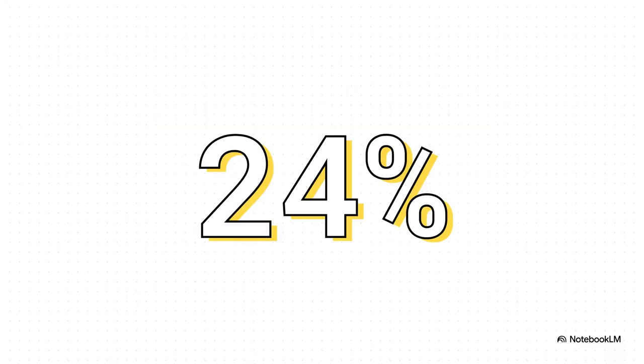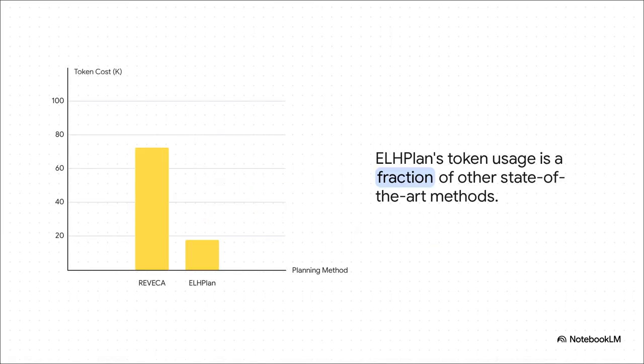Let me just put that in a different way for you. 24%. ELHPlan did the same job just as well using less than a quarter of the resources. We're not talking about a small tweak here. This is a massive leap forward in efficiency. And this chart just makes it so clear. That big bar on the left, that's the cost of the old way. And that much, much smaller bar on the right, that's ELHPlan. The difference is just staggering. And that kind of efficiency is what takes an idea from a cool sci-fi concept and makes it something you can actually build and use in the real world.